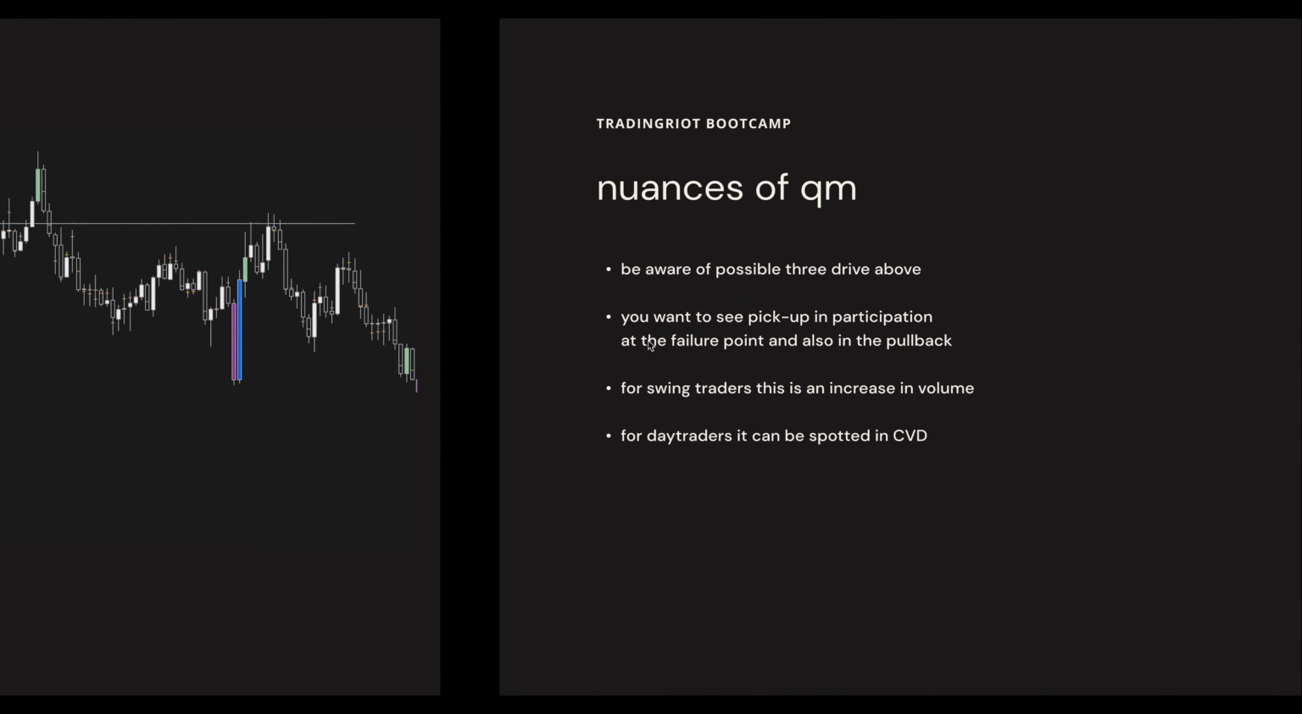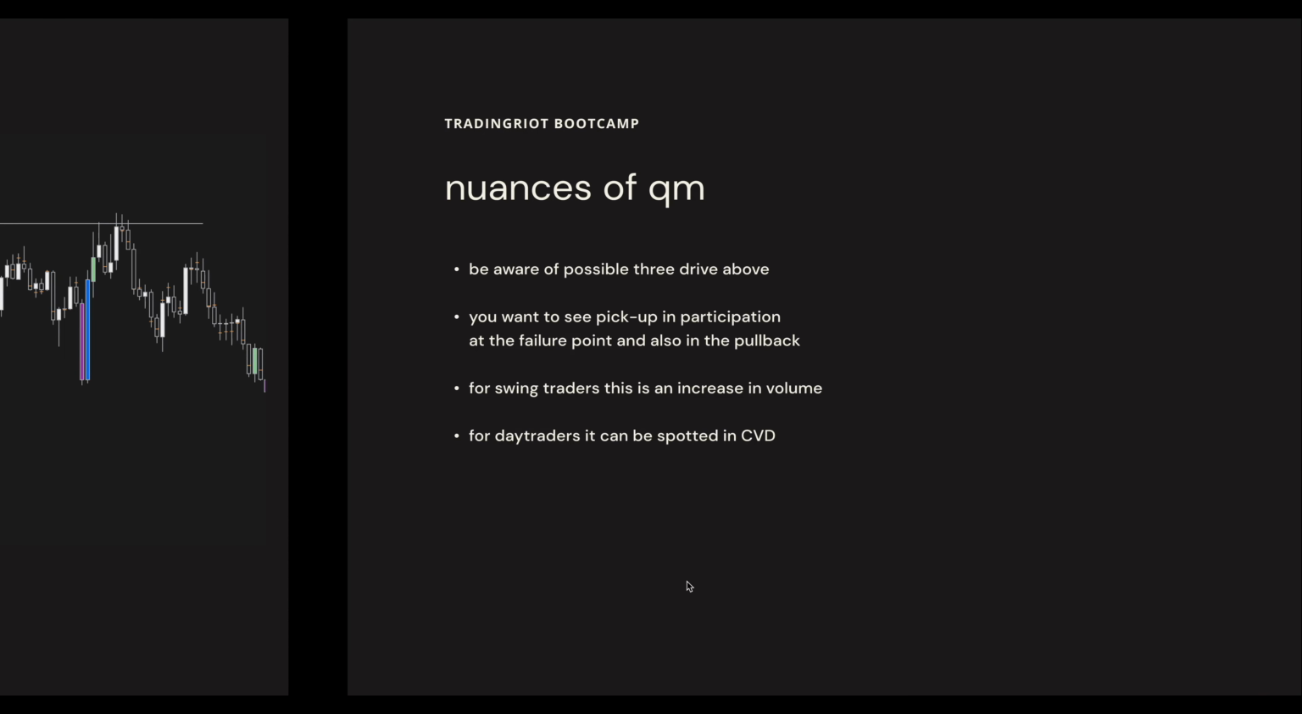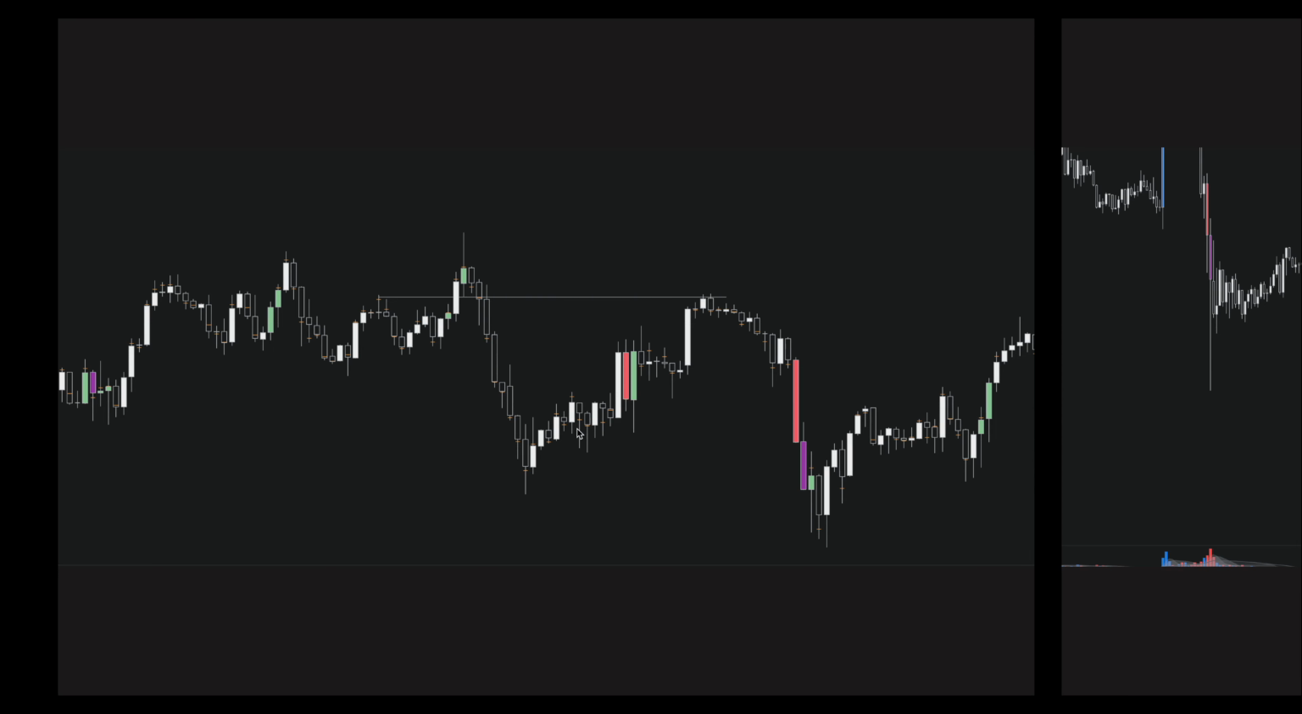For swing trades, this is an increase in volume. For day trades, this can be spotted in the cumulative volume delta. I will show you this in the examples. Okay, so this is your swing time frame.